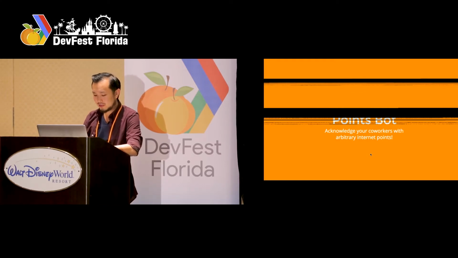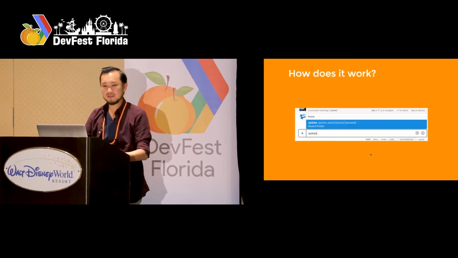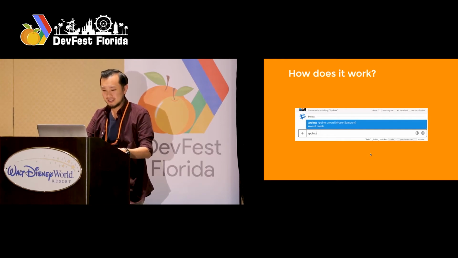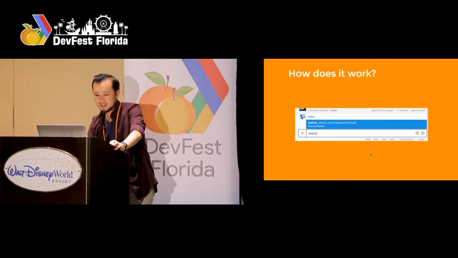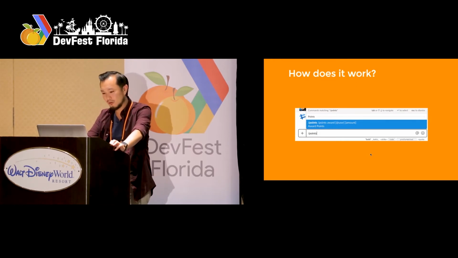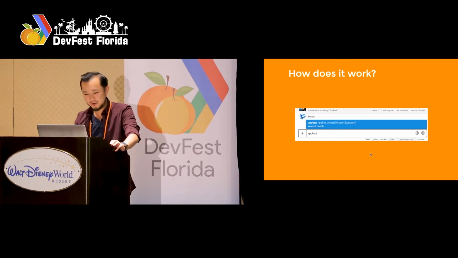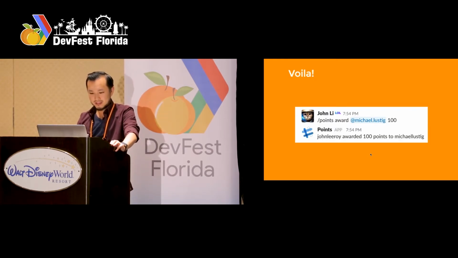To show you how to make a Slack bot, I'm going to go over one that I've already built. It's called PointsBot. Basically, this is a bot to acknowledge the efforts of your teammates if they do something awesome by awarding them imaginary internet points. You know, it works for Reddit, so why not? So how does it work? You're on Slack, and this works through the Slack slash commands. In this example, with /points, I have to type award, name the user and the amount of points I want to award. And basically, this is what it would look like. I awarded 100 points to Michael.